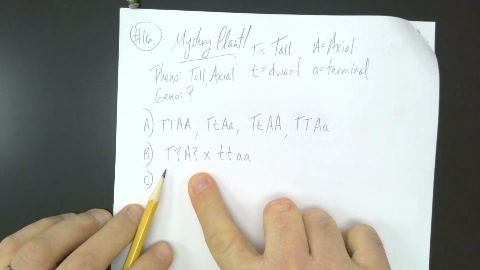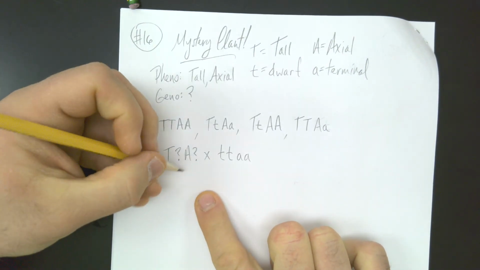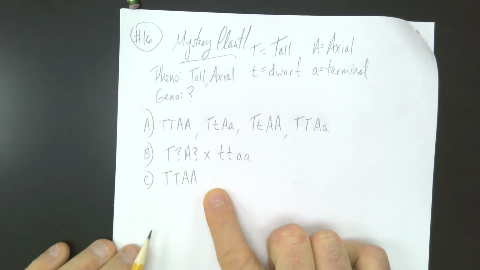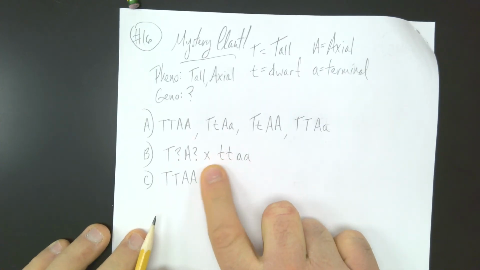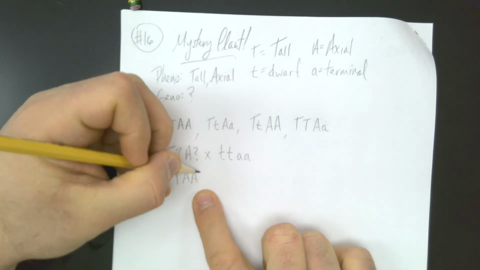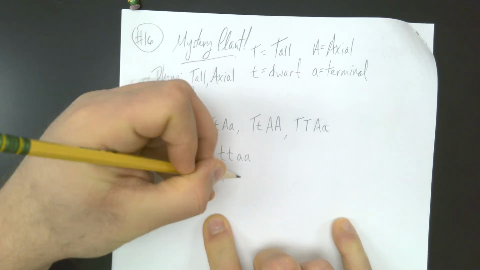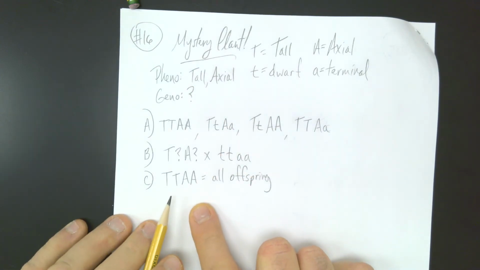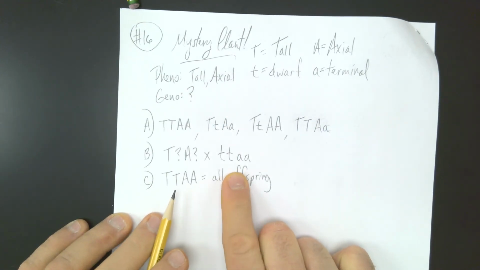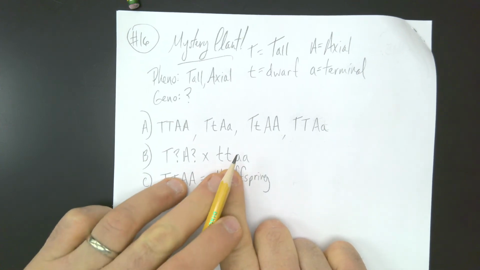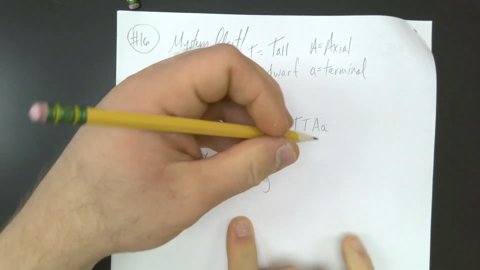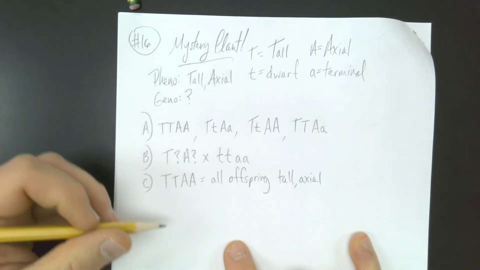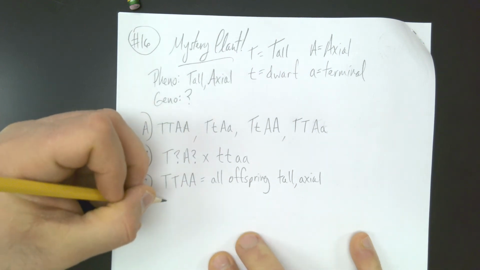So let's say it would be big A, big A, big T, big T, big A, big A. If that was the genotype of the parent you did this test cross, then you would expect that all the offspring would be tall and axial, right? If one parent is homozygous dominant, the other is homozygous recessive, then all the offspring would be tall with axial flowers.